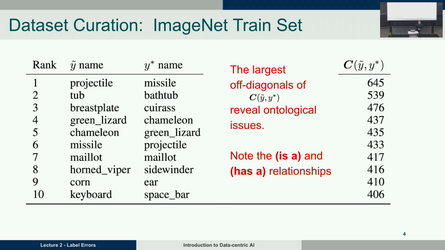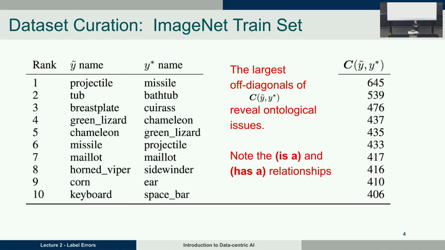Yeah? Yeah, were these normalized for frequency? No, these are actual counts of errors on the off diagonals, and there's no normalization. So there's a data set. This is the train set, so it's got like 1.3 million examples. And there's 645 examples that were labeled projectile that we think might be missile. And what's really cool about this is it's all automated. And so now you have all the examples that maybe you'd like to merge.